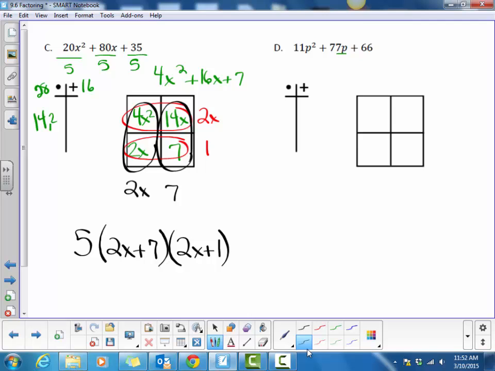Okay, Presley, what do you see? One. All of those are divisible by 11. They are all divisible by 11. So we're going to take 11 out of every single term. So I'm going to put it right down here so I don't forget about it. So 11p squared becomes p squared. 77p divided by 11 is plus 7p. 66 divided by 11 is plus 6.